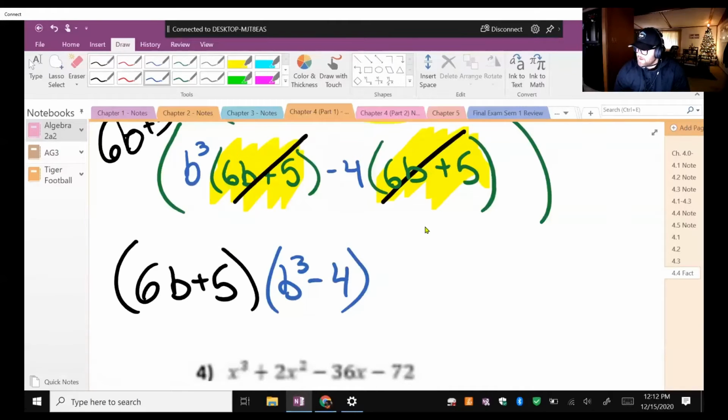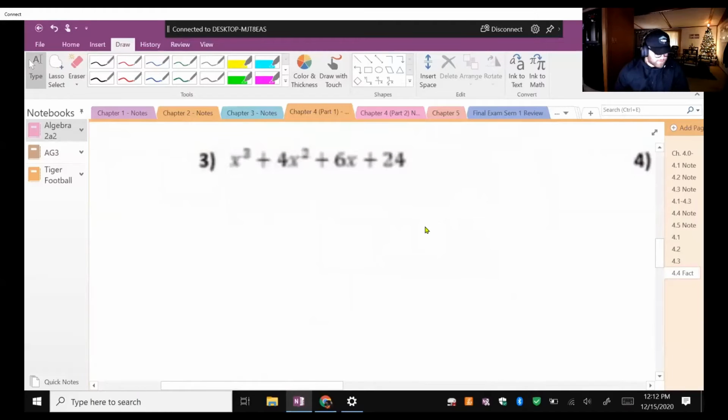Power through. Okay. Can I factor it any further? I can't, right? I cannot. So we're done. Okay, not too bad. Not too bad at all. Okay, let's do number 3.